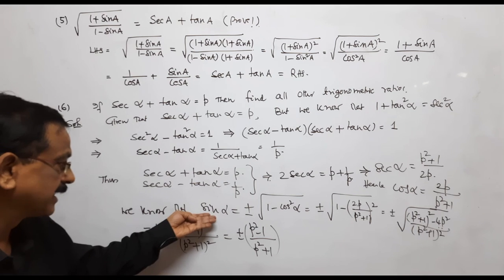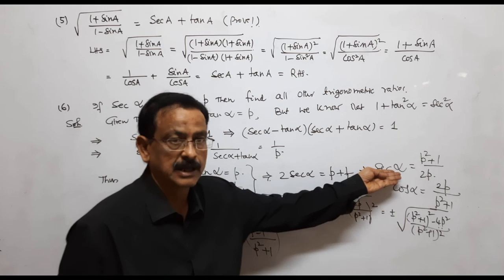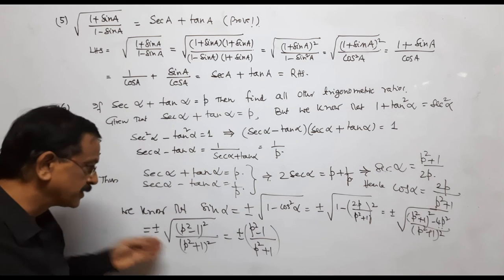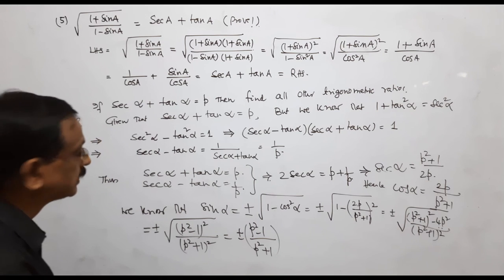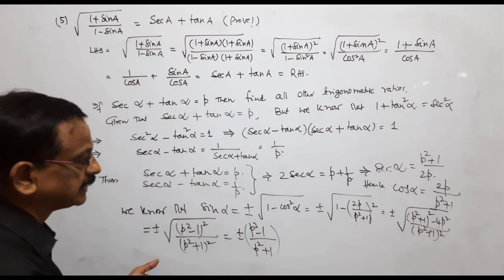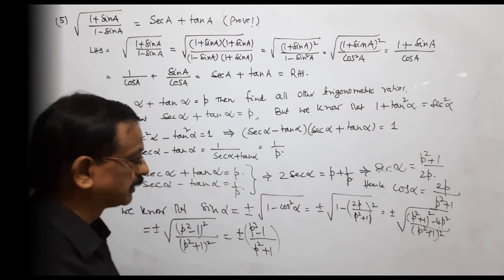I have calculated sin alpha, cos alpha, and secant alpha. Now you can obtain cosecant alpha by reversing this: (P square plus 1) by (P square minus 1). You can obtain tan alpha and cot alpha. So the remaining are for your exercise.